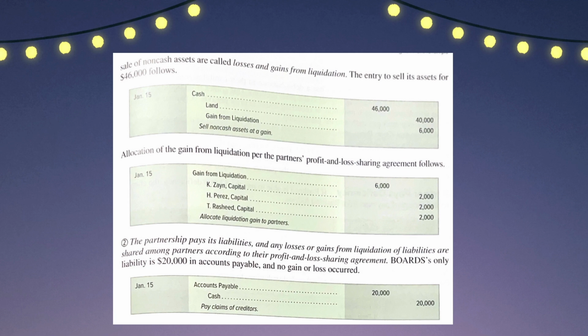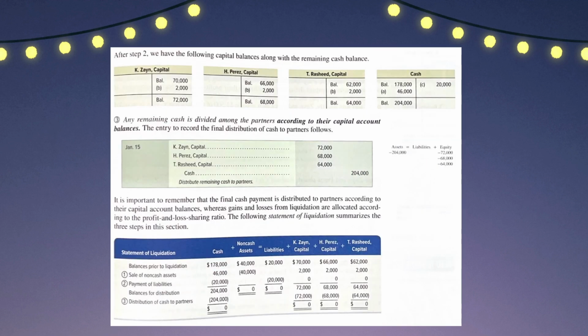Second, the partnership pays its liabilities, and any losses or gains from the liquidation of liabilities are shared among partners according to their profit and loss sharing agreement. Boards' only liability is $20,000 in accounts payable, and no gain or loss occurred. After step 2, we have the following capital balances along with the remaining cash balance.